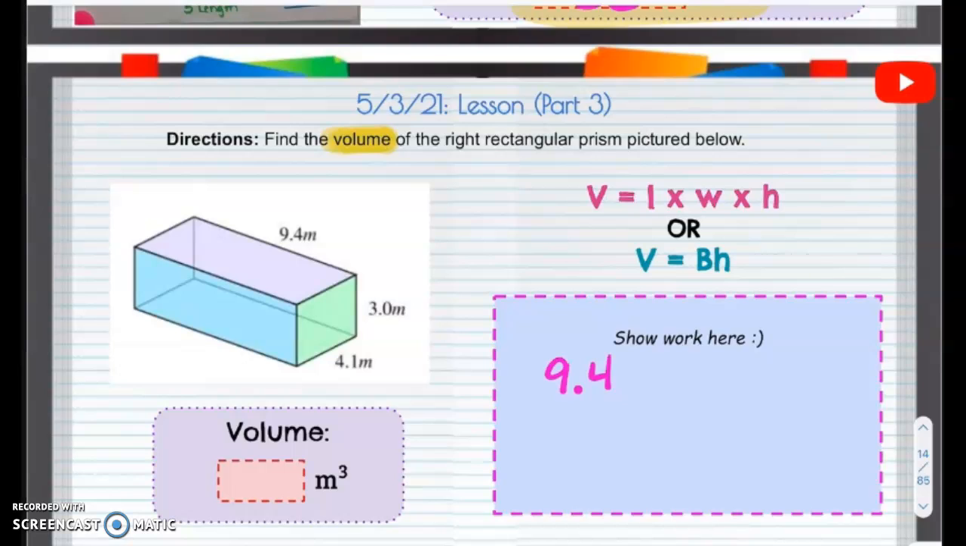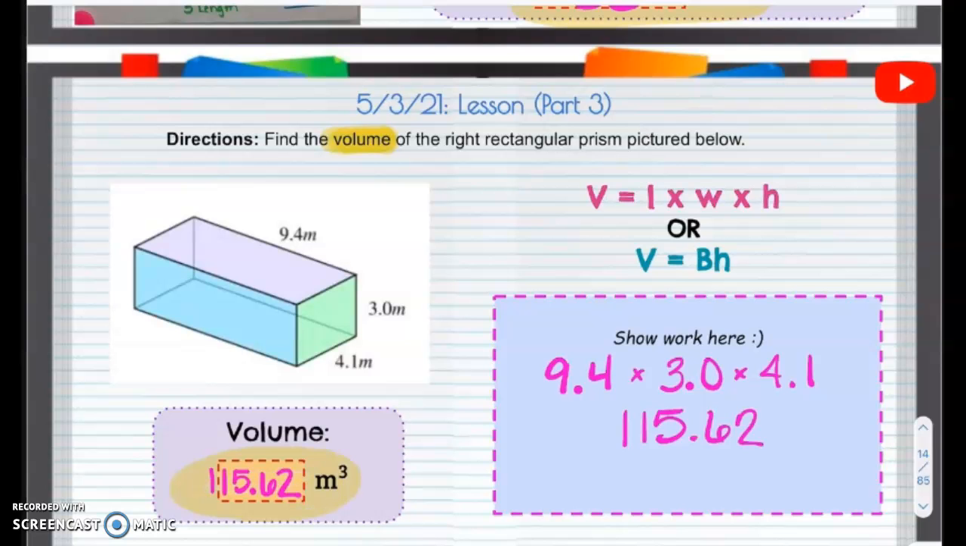9.4 times 3.0 times 4.1, let's see here, if we multiply all this, 9.4 times 3.0 times 4.1, you get 115.62. So you're going to put that over here, 115.62. You can move that over a little bit. There we go. It's going to be 115.62, and that is going to be your answer for this one.